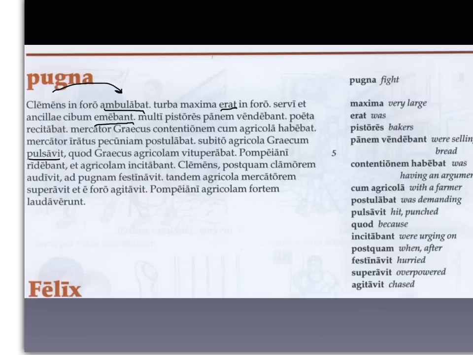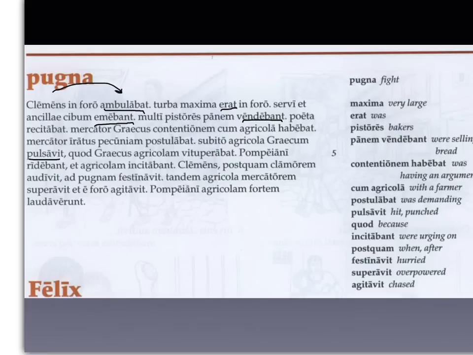Next sentence. Multi pistores panem vendebant. I can identify my subject at the beginning, multi pistores. And if you remember back to a previous lesson, a pistor is a baker. Multi means many, so many bakers. Then I jump over to my verb. I notice my verb has a B, so it's someone was verbing something. This verb is vendebant. I think of a vending machine, so this is the word for selling. So many bakers were selling panem, bread.